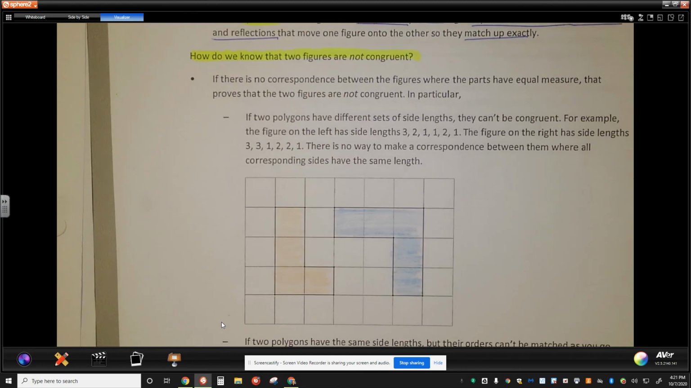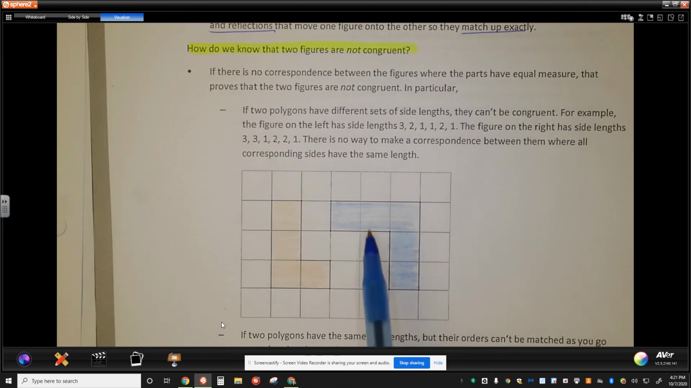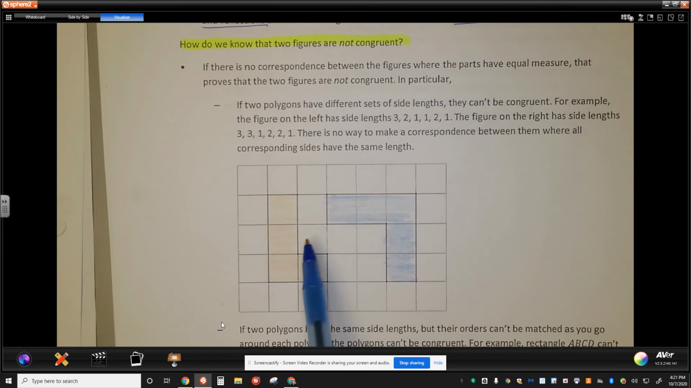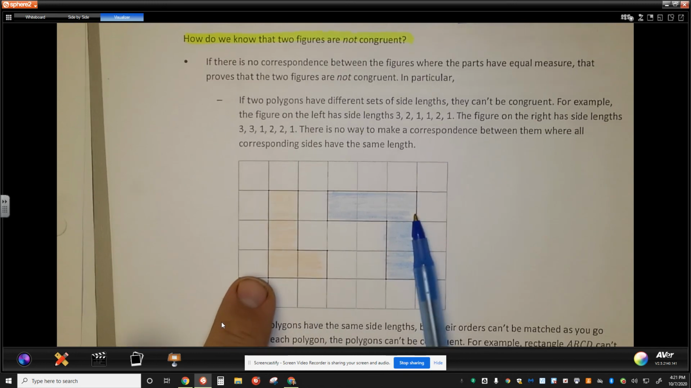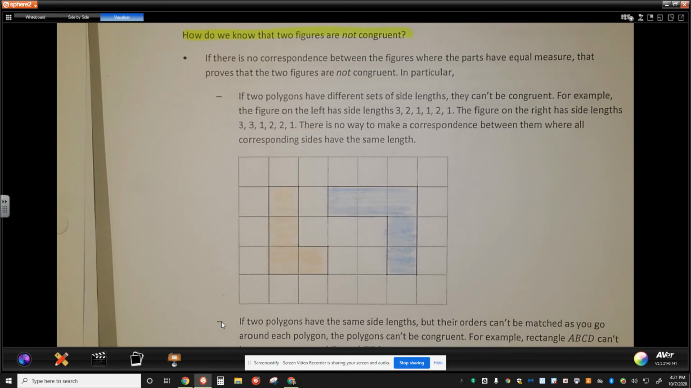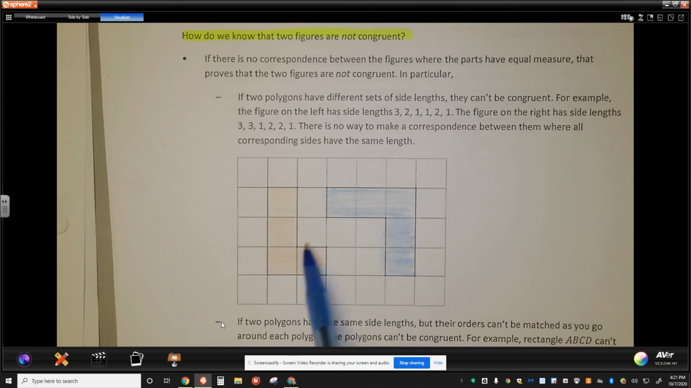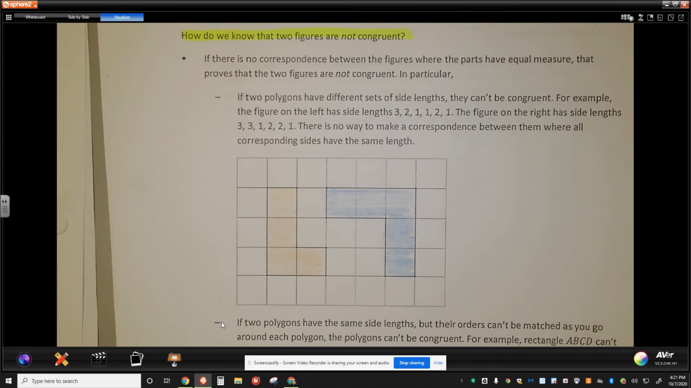Another way that we can tell if two figures are not congruent is that we can follow along a pattern for their perimeter and see, does the perimeter follow the same pattern? In these two figures, just by looking at it, I believe you can see that they don't. This is the pattern working our way around from the left side, counterclockwise, and then again from the top counterclockwise, and we can see that there's no way to see a correspondence between the two because they don't have the same side lengths.